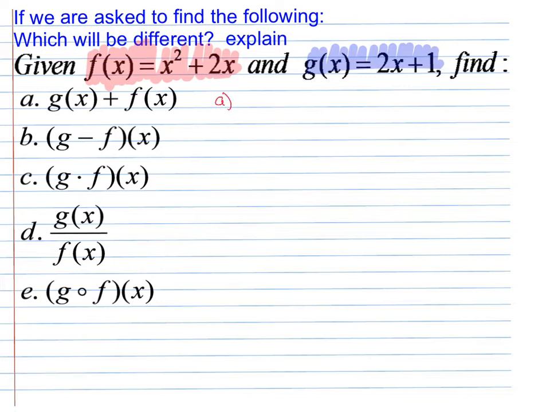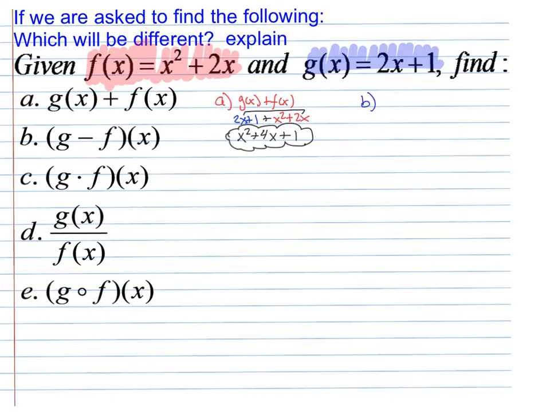So for problem A, we have to do g of x plus f of x. All we are doing is substituting our values. We know that g of x is 2x plus 1, and we know f of x is x squared plus 2x. Once you do that, it's just a regular quadratic equation, and you just combine like terms and write it in standard form, which means these are like terms. In standard form, it should go x squared plus 4x plus 1, and this would be g of x plus f of x.